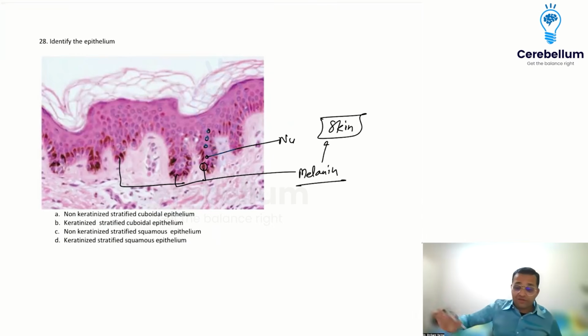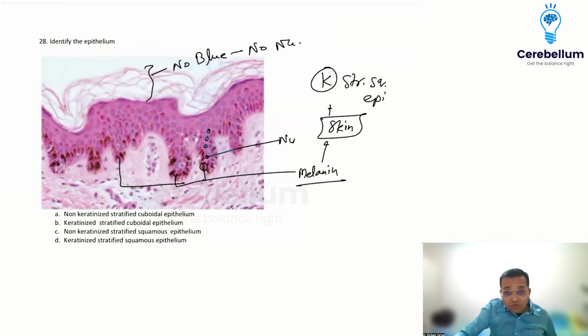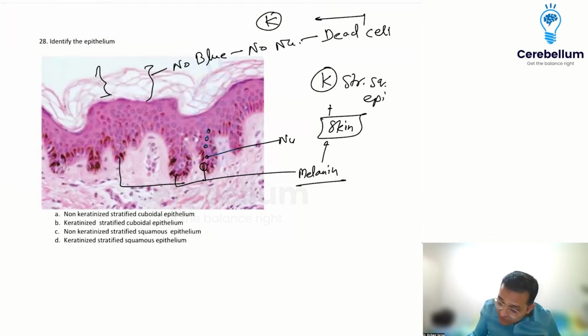So skin is having the keratinized, stratified, squamous epithelium. Yes, skin slide is very important. Are you getting? Also, you can see here, no blue means no nucleus. No nucleus means no life. No life means this is the dead cell, and dead cell layer is known as the keratin. So this is the keratinized. So exclude this non-keratinized, exclude this non-keratinized.